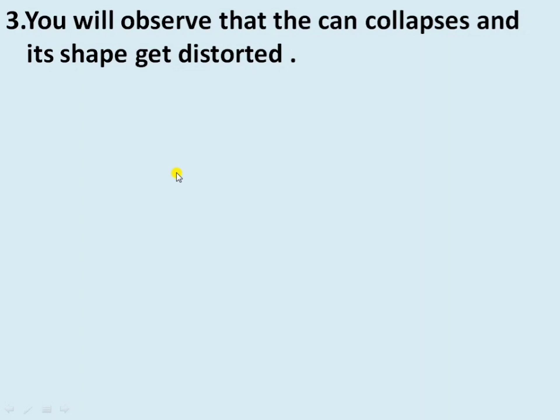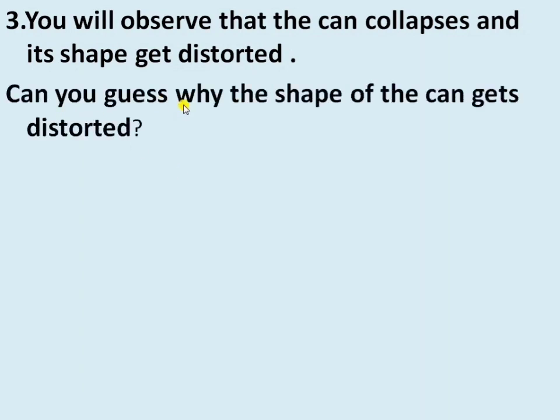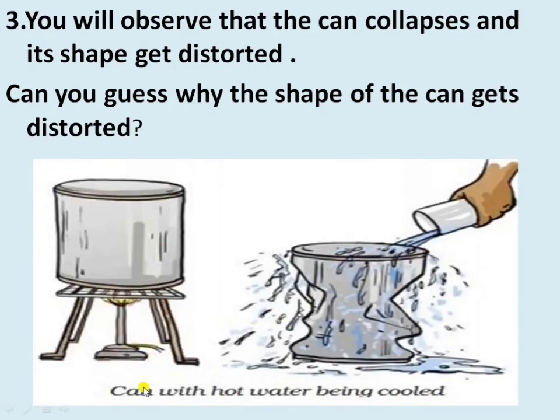So the question arising from this activity is, can you guess why the shape of the can gets distorted? As you can see in this picture, this is a can. Take some water, add it into this can and boil it for 2 minutes. Then close the can tightly with the lid. After that, place this hot can in a wash basin or another area and pour the cold water over it. After some time, you will observe that this can collapses and its shape gets distorted. So you have to tell why the shape of the can gets distorted.